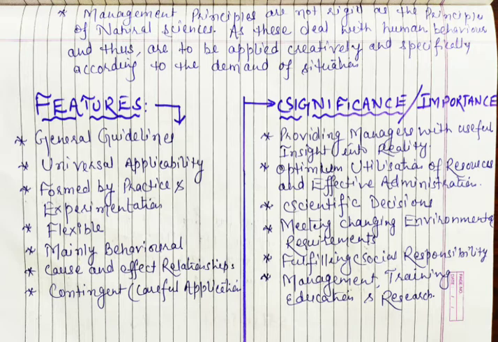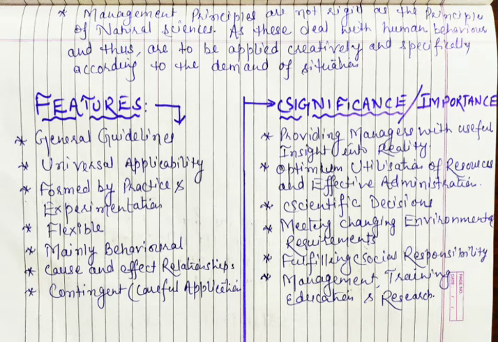Next is contingent, that is, their careful application. The application of management principles is dependent upon the prevailing situation at a specific point of time, and the application of principle has to be changed according to the requirements. For employees, for example, we can say employees deserve fair and just remuneration.